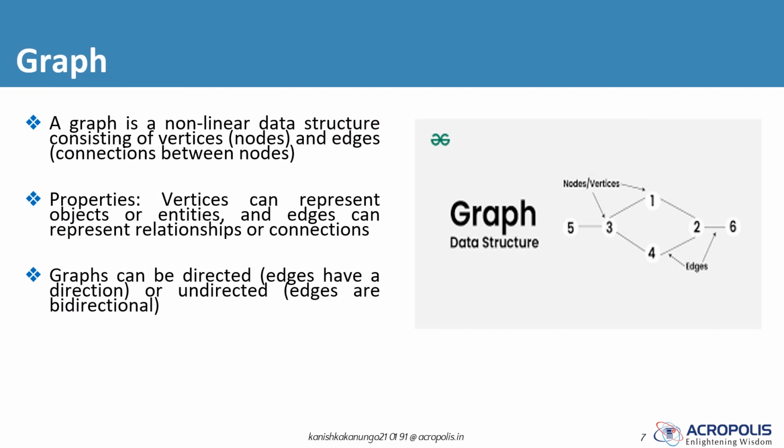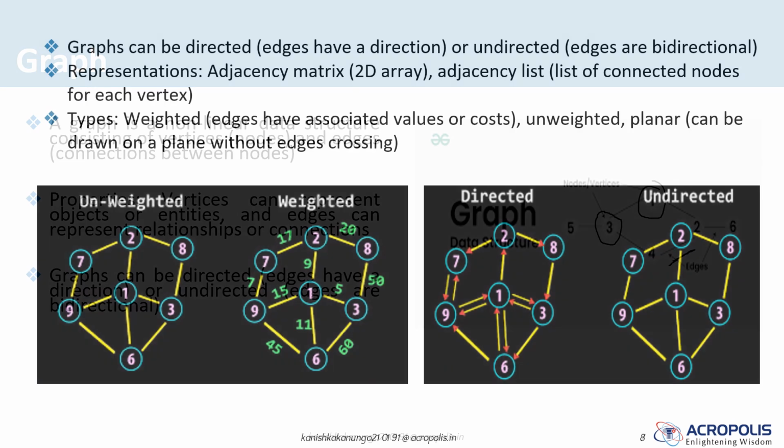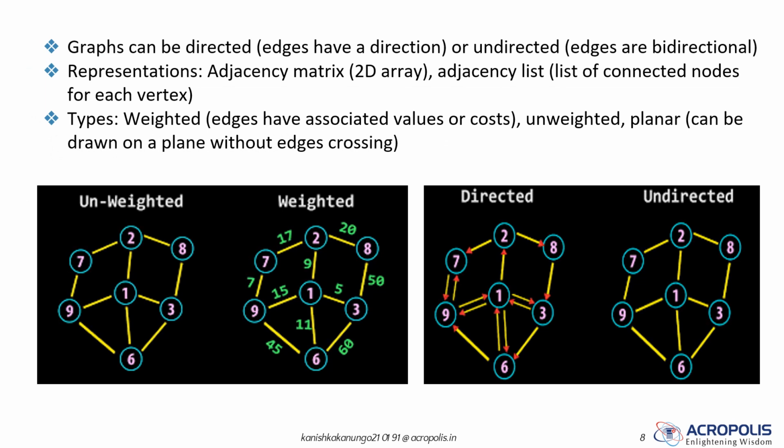What is a graph? A graph is a non-linear data structure consisting of vertices and edges. So these are the nodes or the vertices, and these lines are the edges. The properties are that the vertices can represent objects or entities, and edges can represent relationships or connections. Graphs can be directed or undirected. It means edges can have direction, or edges may be bidirectional. So a graph can be directed or undirected.